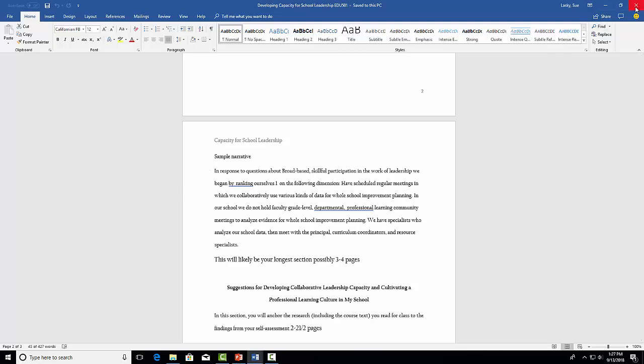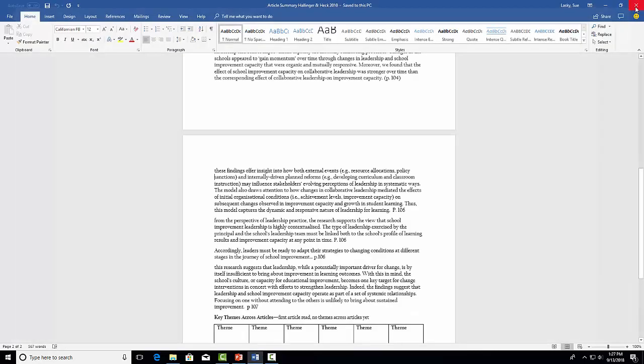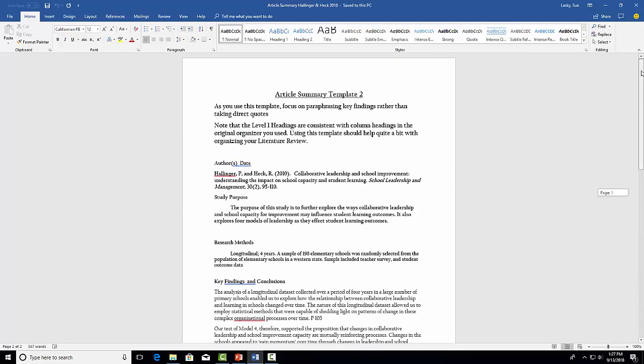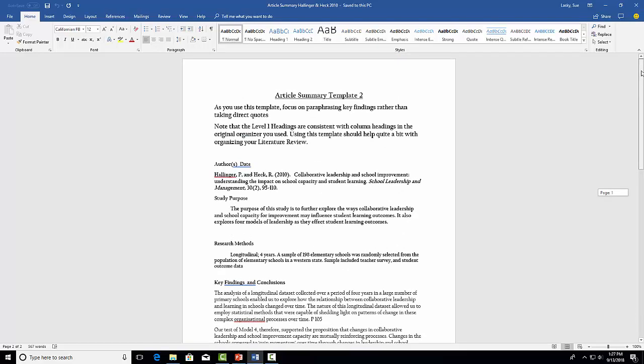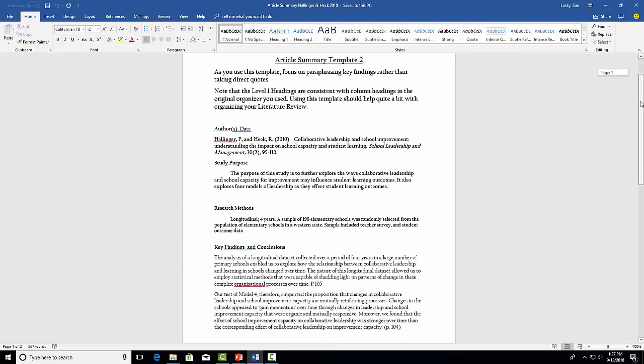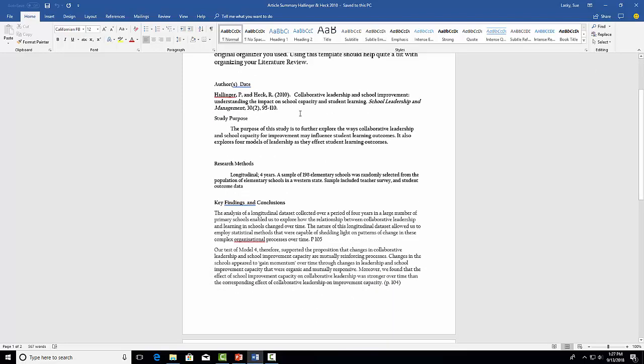So now let's go back to how the various article summaries that you complete will actually lay the foundation or be a core building block for your lit review. What you're looking at here is an article summary I have completed of a piece by Hallinger and Heck. This is the one I cited from, I believe it was in the week 3 discussion forum.